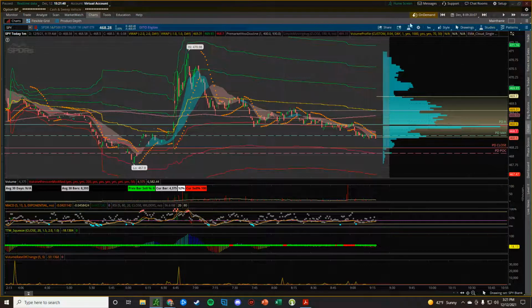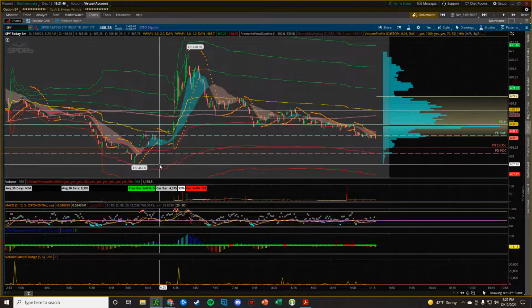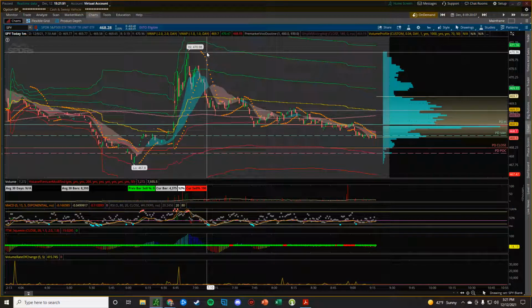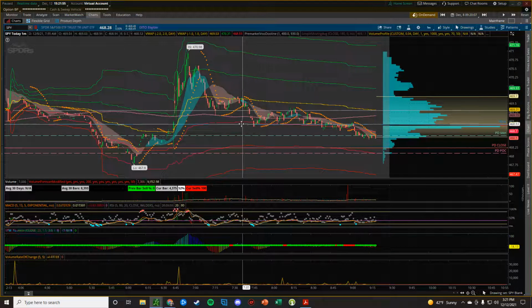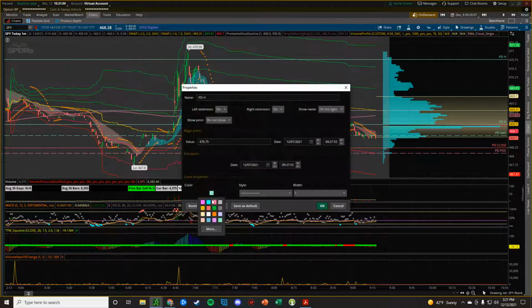And because I have my high-low bubbles turned on, which you can also show in your general display, I can see exactly where the overnight low is, and I can see exactly where the overnight high is. That's going to make it so much easier to chart this out. All I have to do is give myself a line. We're going to call it our overnight high.